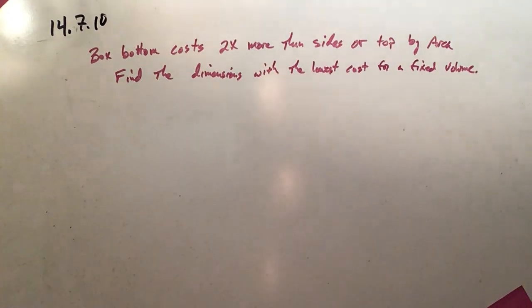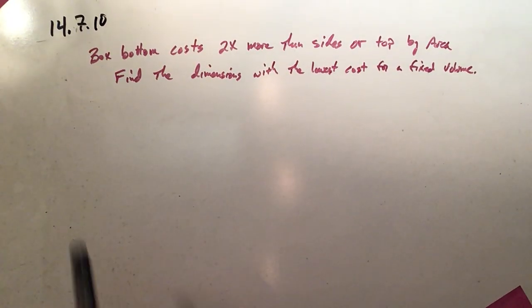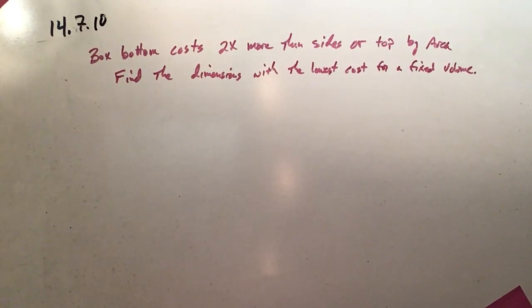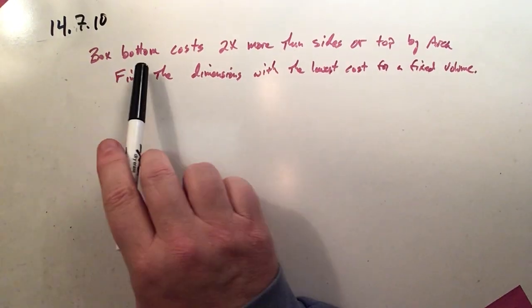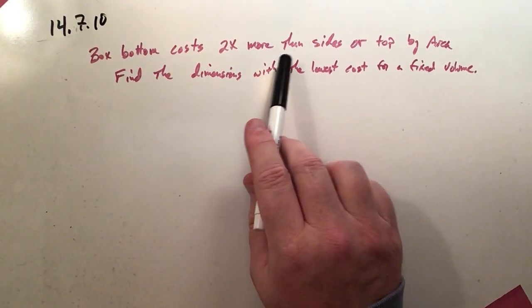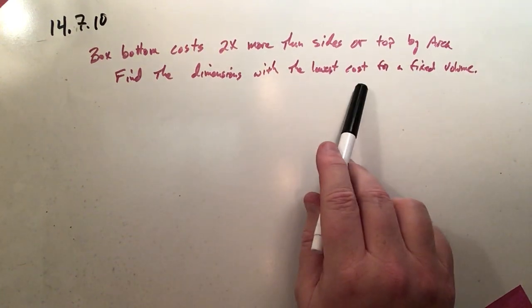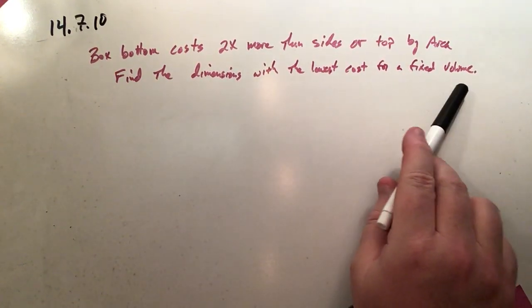Okay, this is 14.7.10. Once again, a max-min problem, although this one's a word problem, so I'll have to build the functions. The bottom of a box costs 2 times more than the sides or the top by area. We want to find the dimensions that give the lowest overall cost then for a fixed volume.